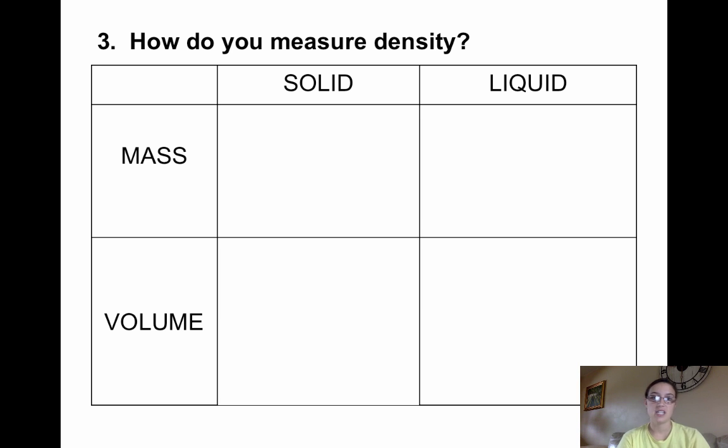So how do we measure density? This is what you looked at in the discovery. I had you measure the density of copper and zinc and then also measure the density of water. So we're going to start by looking at how to measure the density of a solid. So remember, to find density you need mass and you need volume.